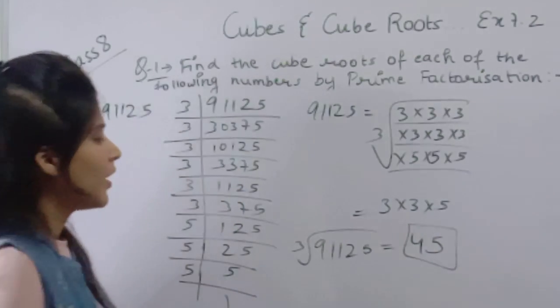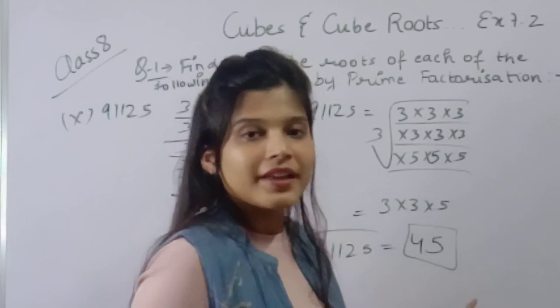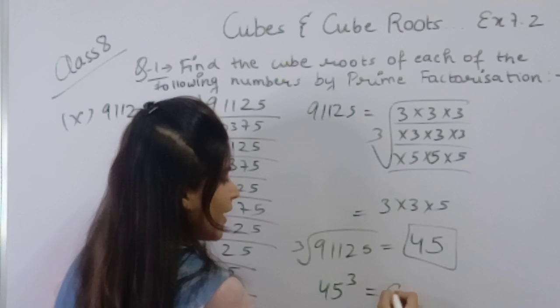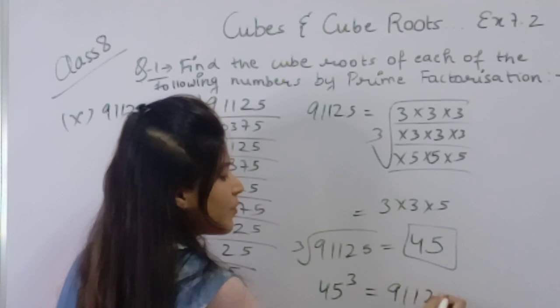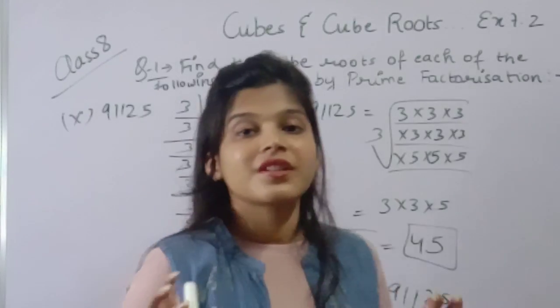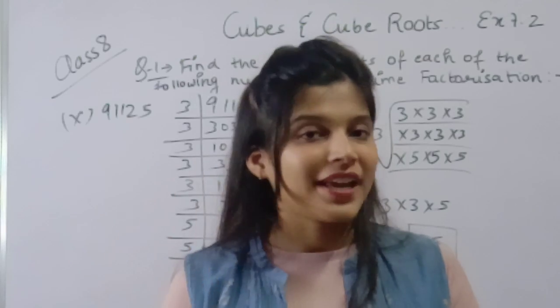So the cube root of 91,125 is 45. And also we can say that the cube of 45 will be 91,125. So this was question number 1. With this we have completed all the parts from 1 to 10.